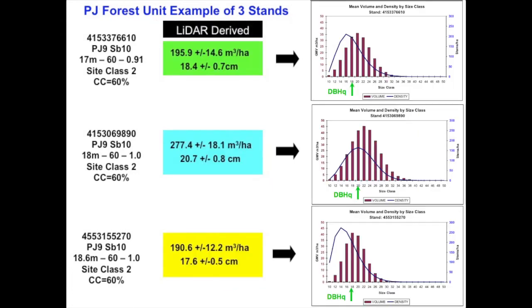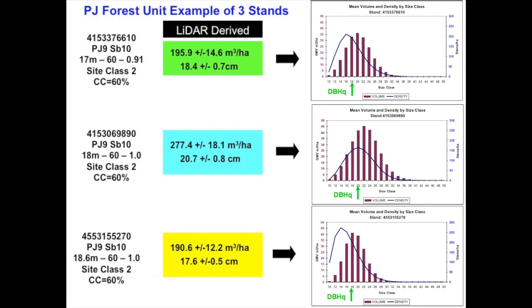Well, in the LiDAR world, there's some difference. That first stand, we're up about 196 plus or minus 15. The second stand is 277.4, and the third stand is 190. All different than 162. But we also have the ability to look at all those other ones. I threw a quadratic mean diameter on that picture. So we have 18 centimeter average diameter, 20 centimeter, and 18 again on that bottom information.